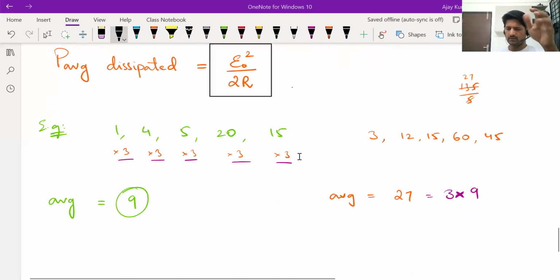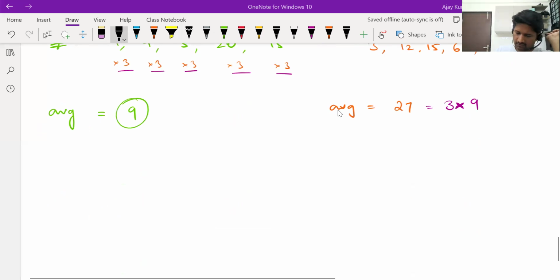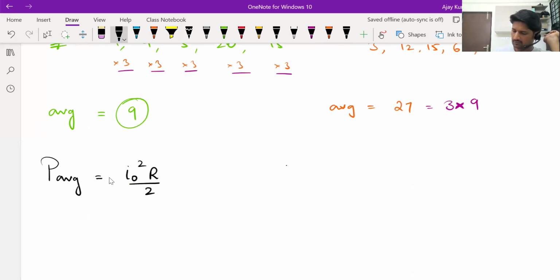Now we got the expression for average power dissipated. You can write this in terms of current also. In terms of current, it will be I naught square into R divided by 2. In terms of voltage, it is E naught square divided by 2R. Okay, there's another way of writing this.